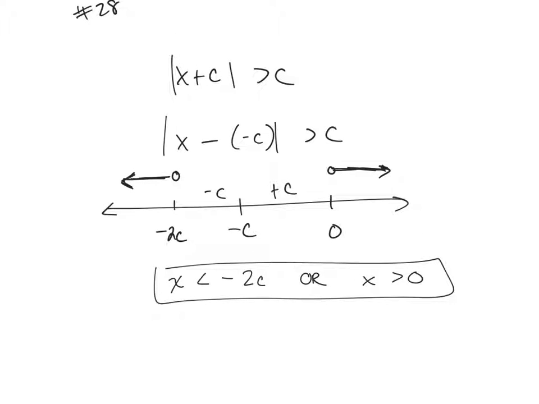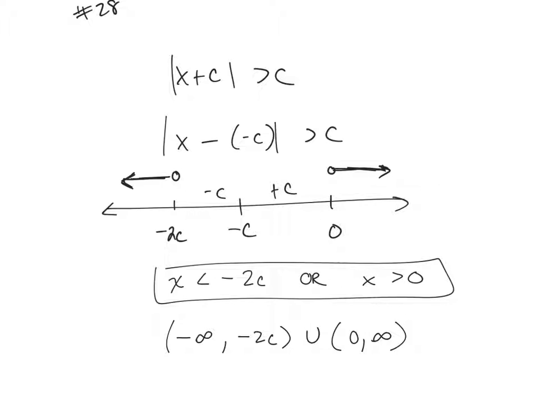Interval notation. Someone besides Moore for interval notation. What do you got? You do the parentheses, negative infinity, comma, negative 2c, parentheses, or parentheses 0, comma, infinity with another parentheses. Very good. Why all the parentheses? Why no brackets anywhere?